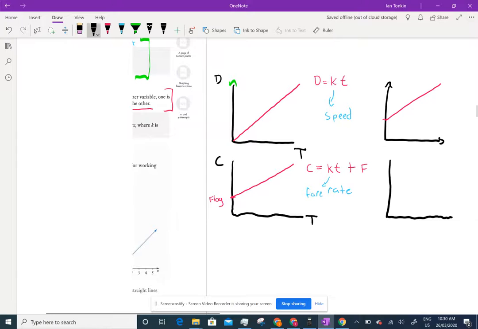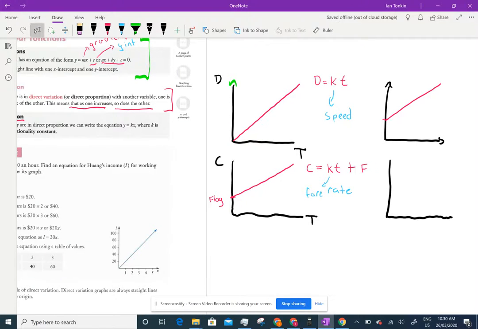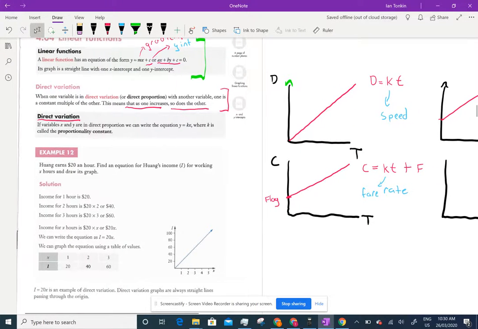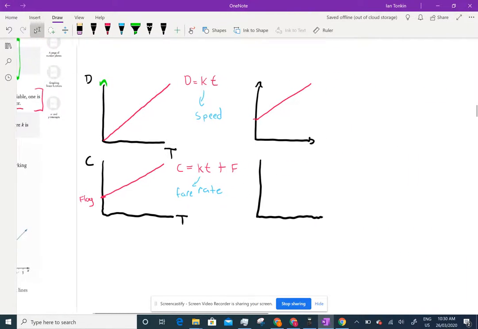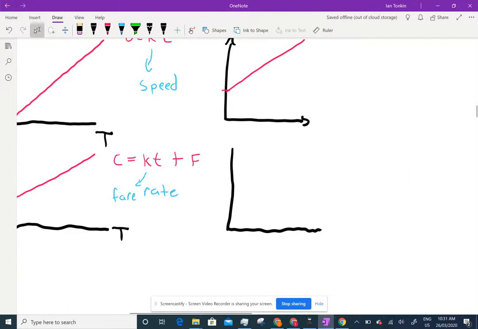So please understand that direct variation is as one goes up, the other goes up. All right? But we can have things go down. So go back to that car one. Imagine if you this time said, oh, okay, the fuel consumption with the distance, or the amount of fuel in your tank. So you might start off with a tank, and it might be, I don't know, 60 litres.